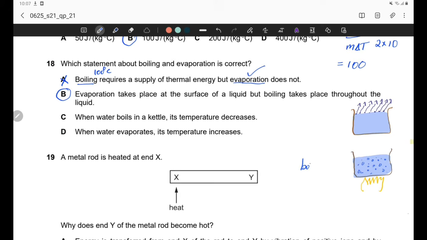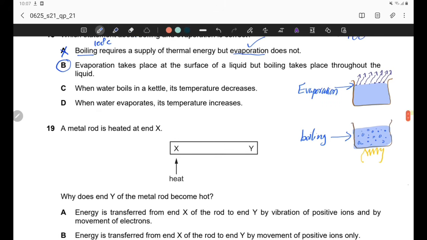So boiling takes place throughout the liquid, but the evaporation takes place only at the surface of the liquid. Anyway, we can see the other options. Option C says when water boils in a kettle, its temperature decreases. No, we have already seen how the boiling happens. We need to keep supplying very high thermal energy. So the temperature is never going to decrease, but it will keep increasing. Therefore, option C is wrong.